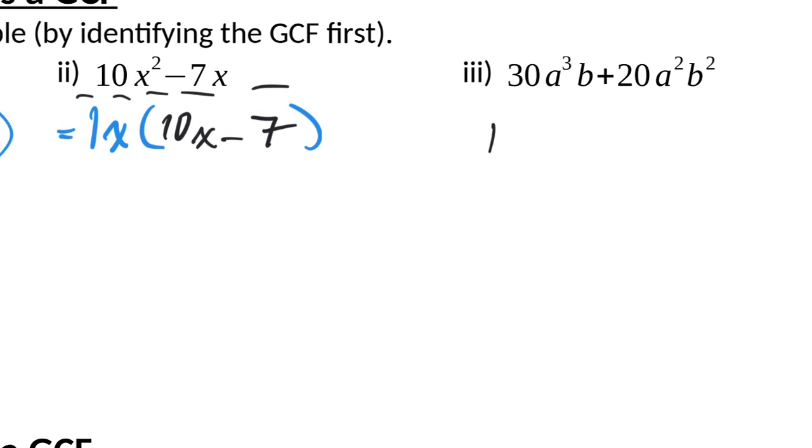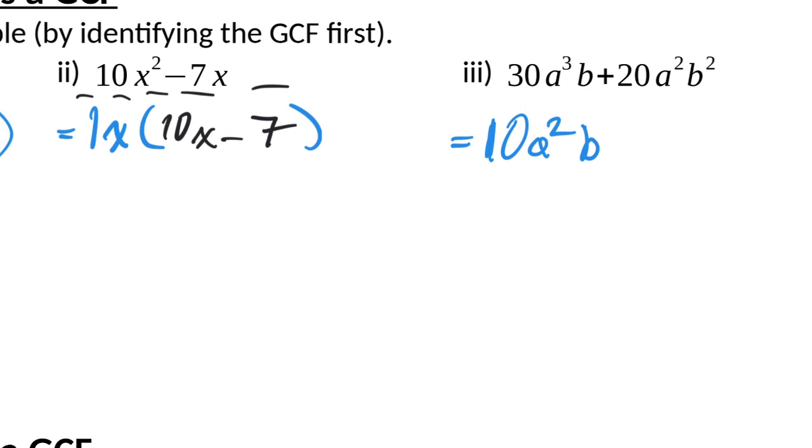So now, once we've pulled off 10, here's my question. We have to look at each of the variables here. We have to say, is there an a here and is there an a here? If there is, we have to use the lowest power. So a squared. And the last one? b.